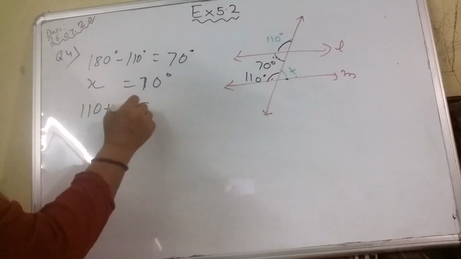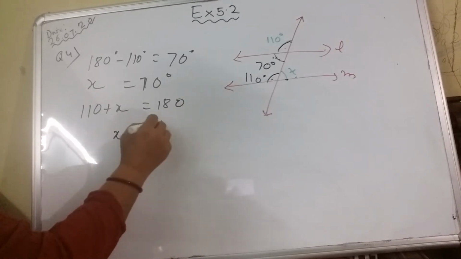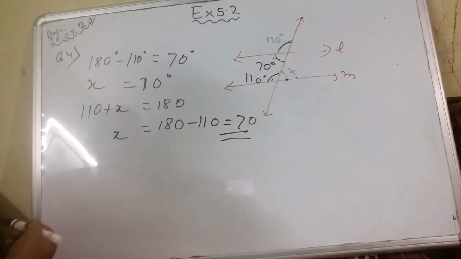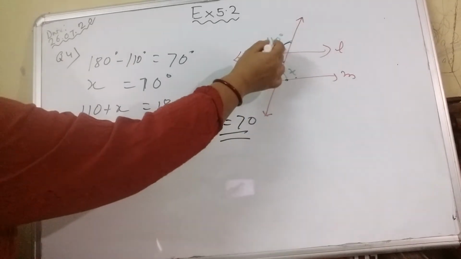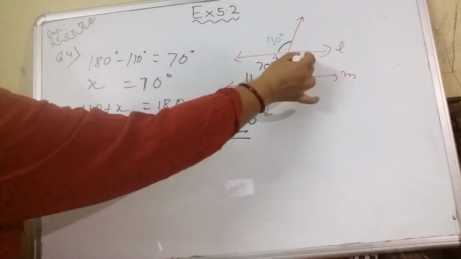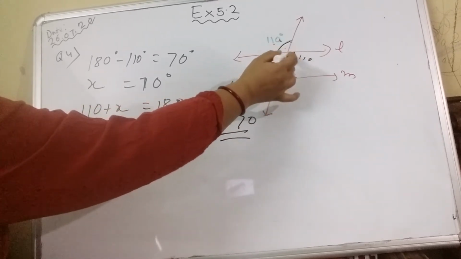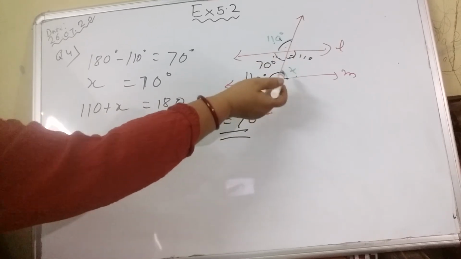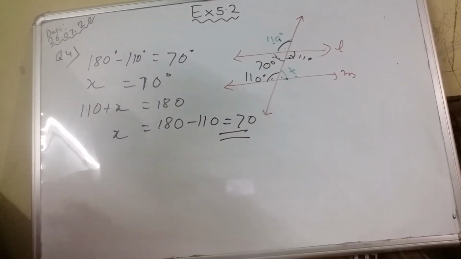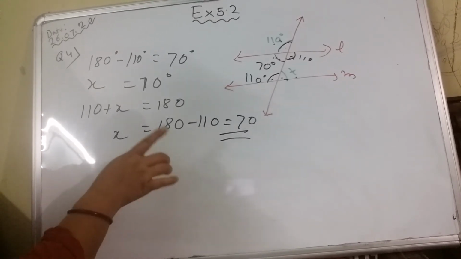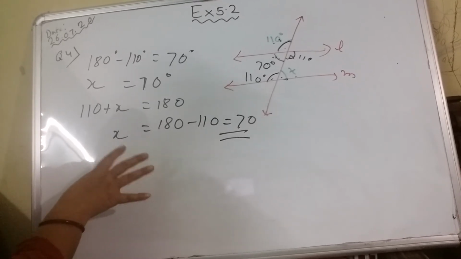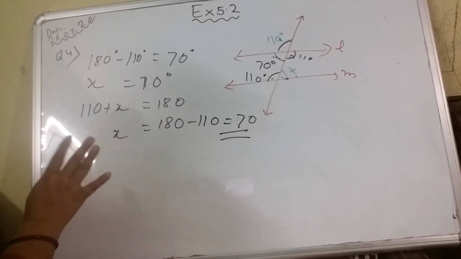Okay, so x equals 180 minus 110, which is 70. You can also use 110, and this angle will also equal 110 because they are vertically opposite angles, and this angle and this angle are supplementary. So again we will get x equals 70 degrees. There are many properties to use, but whichever property you use, you name that property, and the answer will remain the same.